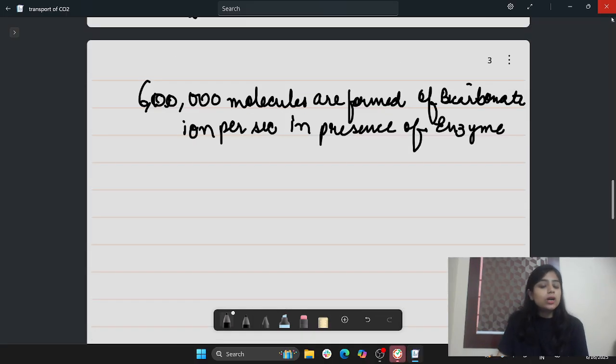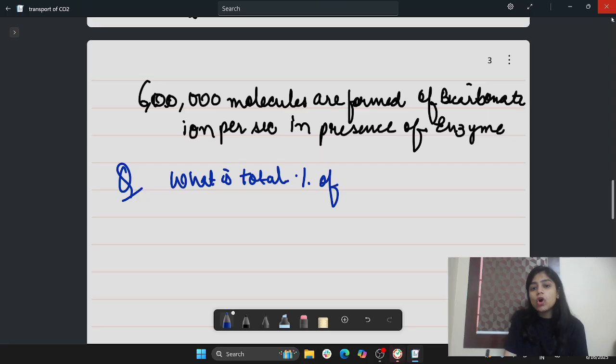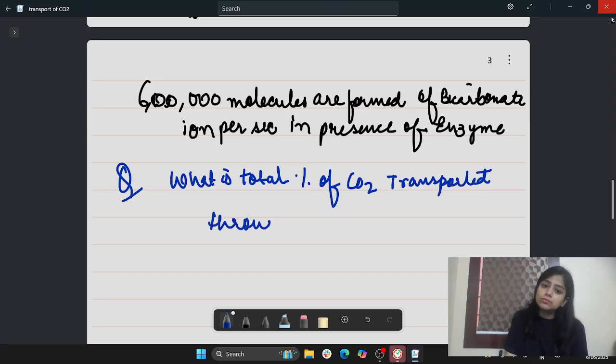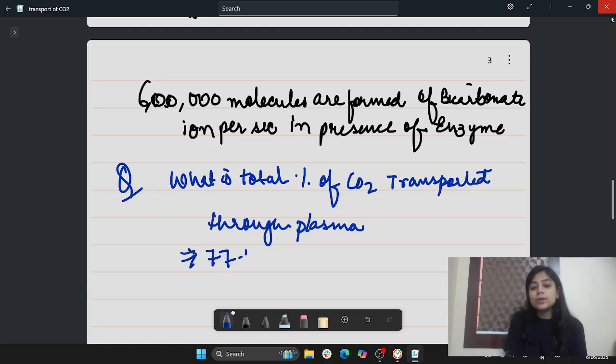Now, what question usually comes here? The question comes like this: what is the total percentage of CO2 transported through plasma? What will be the answer? The answer will be 77%. How? Because you have seen that 7% is because the CO2 was transported in the dissolved form.